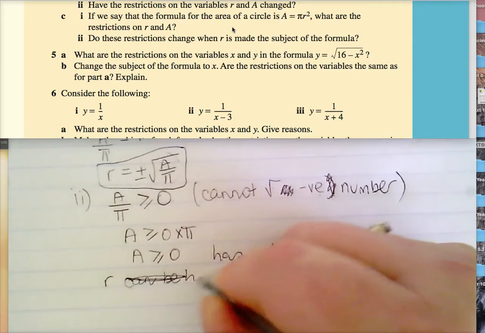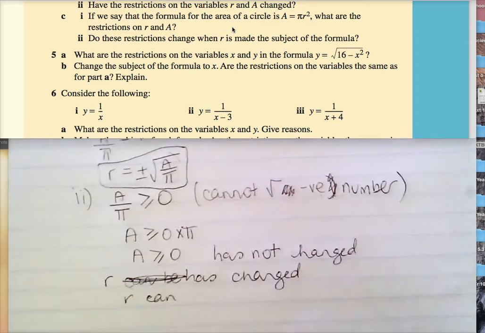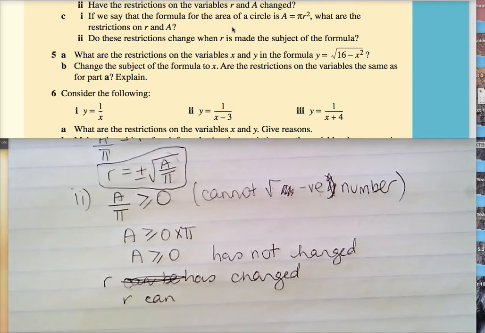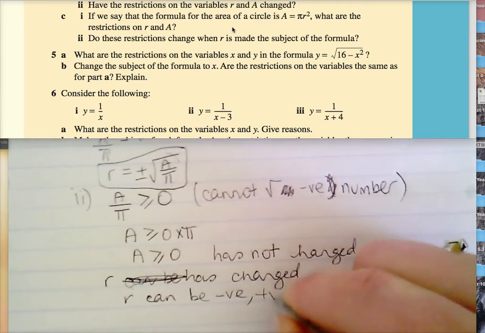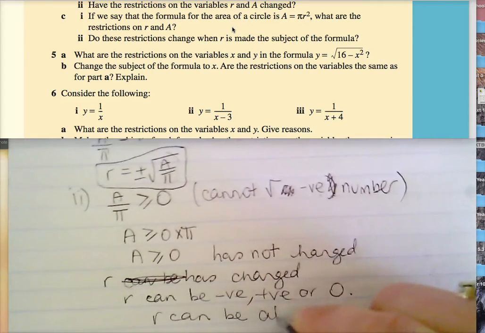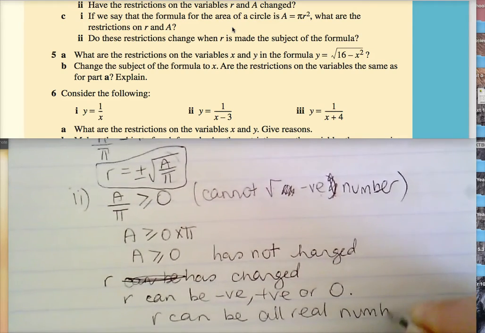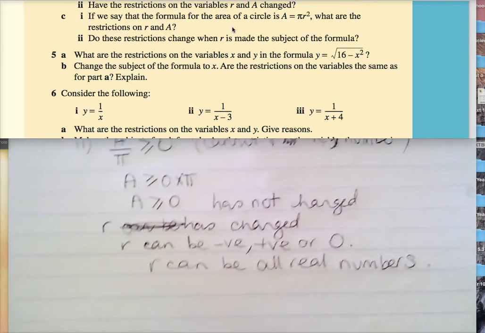R has changed, because r can be all real r. We write all real r. In other words, it can be the negative numbers, it can be 0, or it can be the positive numbers. So we say that r can be all real numbers. That's how you say it. So if you want to say r can be negative, positive, or 0, you just say it can be all real numbers, because no imaginary.